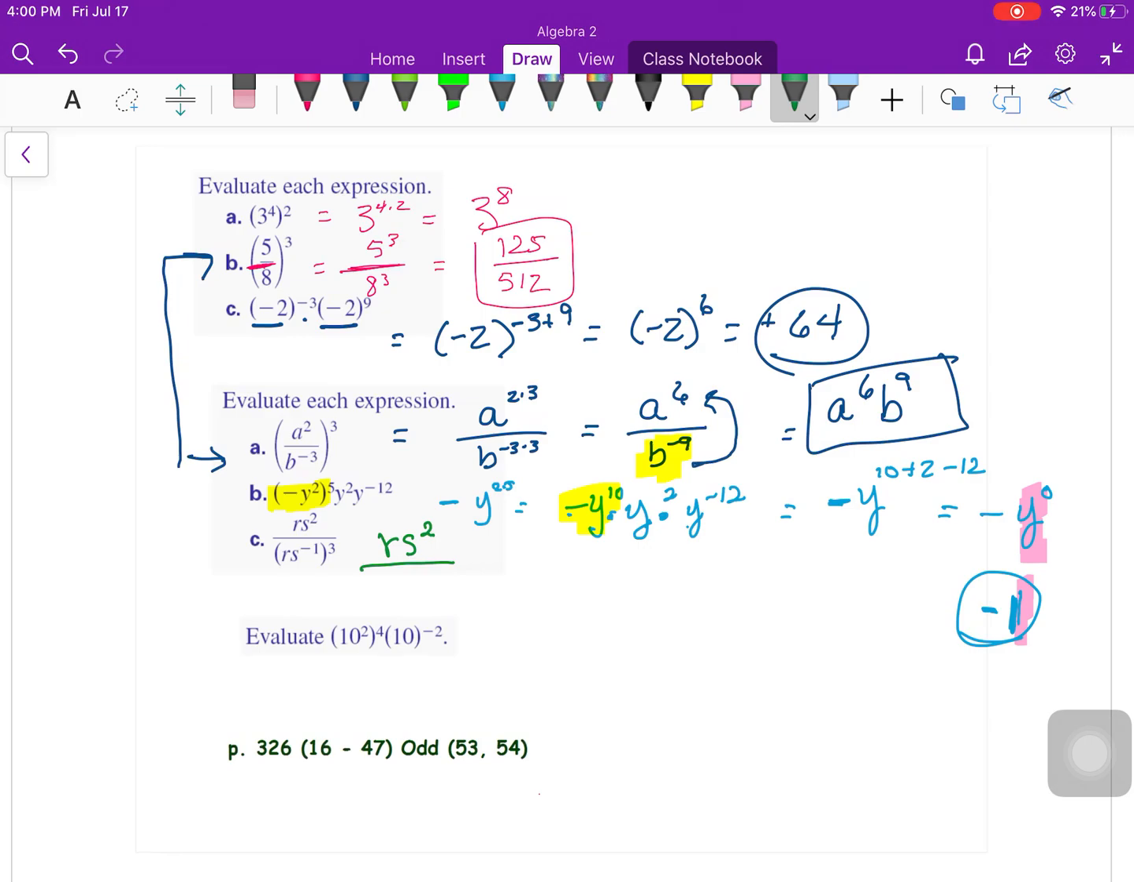All right, let's simplify this quotient. RS squared, that doesn't simplify, divided by. So again, I've got the product to a power. So it means the R will be cubed and the S to the negative 1 will be cubed, so times 3. So that gives me RS squared in my numerator over R cubed S to the negative 3.